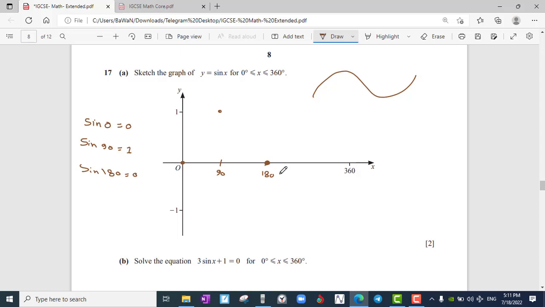We have another point here. Between 180 and 360, there is a number, 270. Sine 270 is -1, so we have a point at 270 and -1. And finally, sine 360 is 0. We join them with curves, not with straight lines.